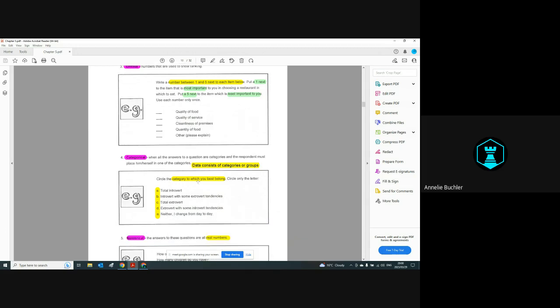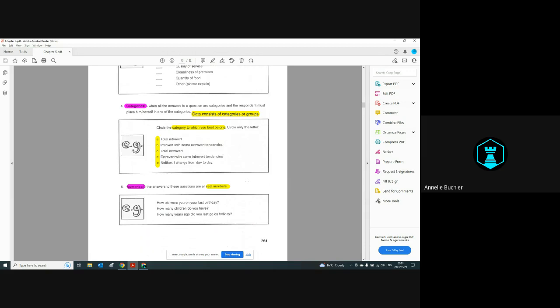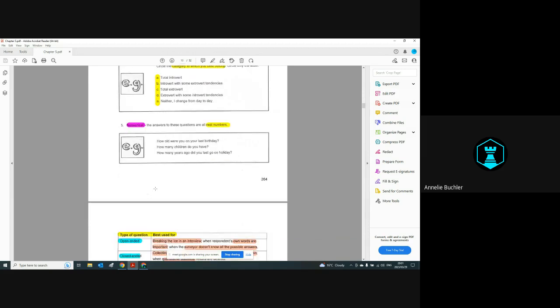Then you get your categorical data. That is data that consists of categories or groups, and your respondent must place him or herself in the category. Like, how do you see yourself? Like a total introvert, extrovert, neither? Then you just choose, this is categorical. Then numerical is real numbers, like how old are you? How many children do you have? When last did you go on holiday? How many years? So this is numerical.